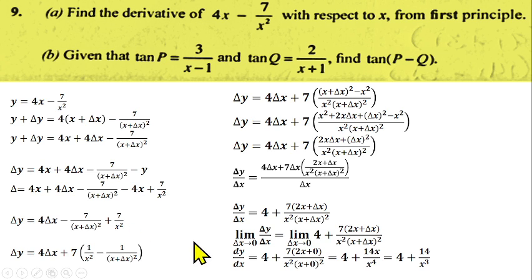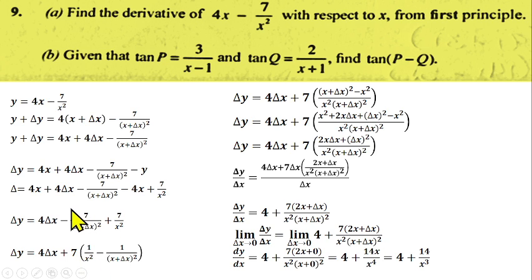Do you understand that? From there, we can factorize 7 out here. We have change in y equals 4 change in x plus 7, then into bracket 1 over s squared. We have rearranged as well.